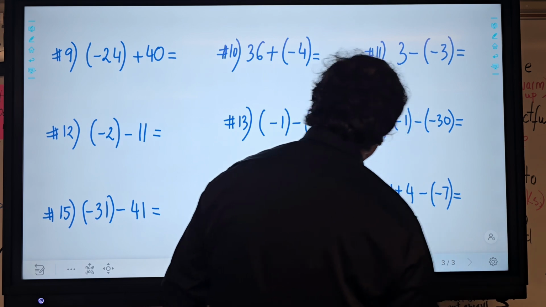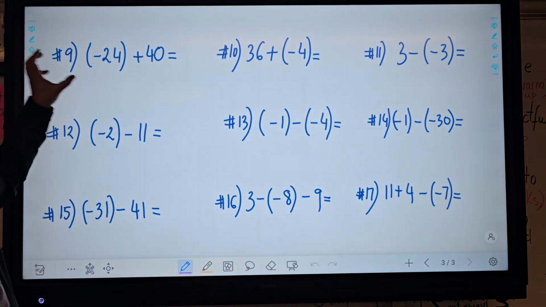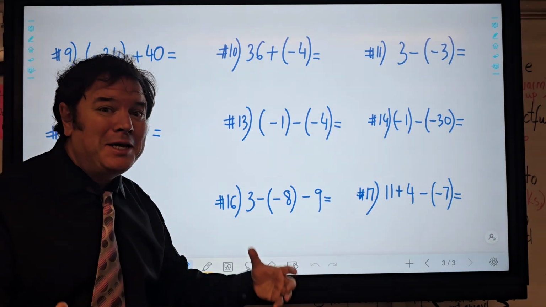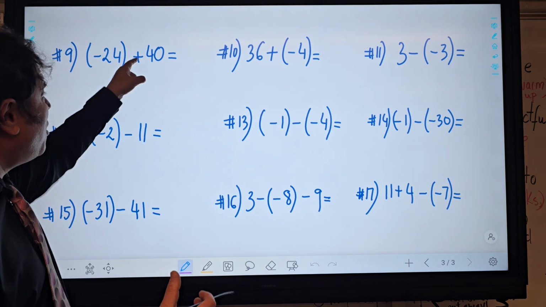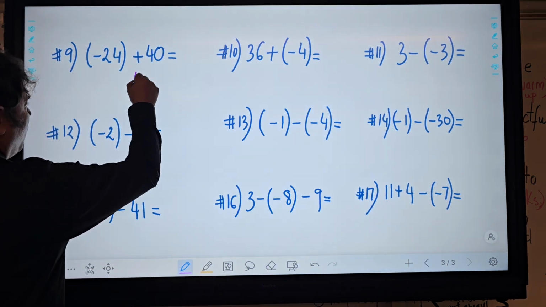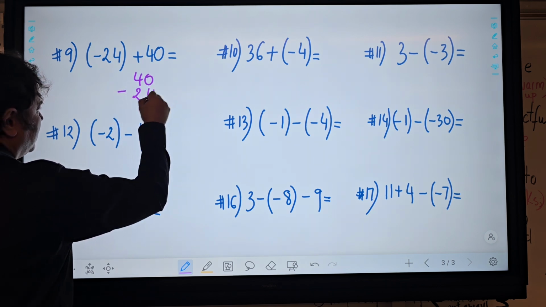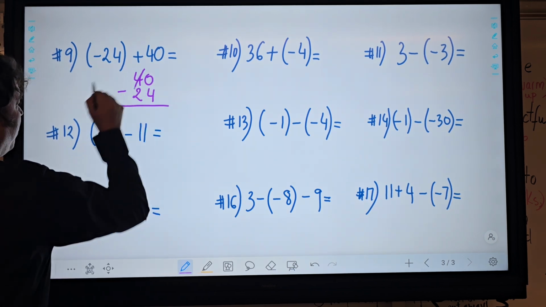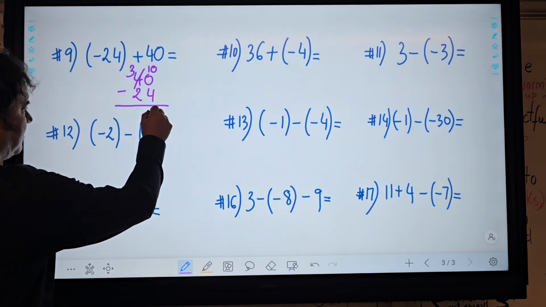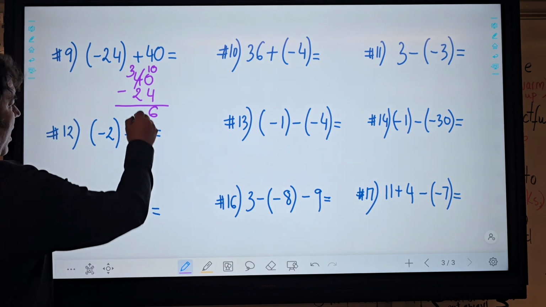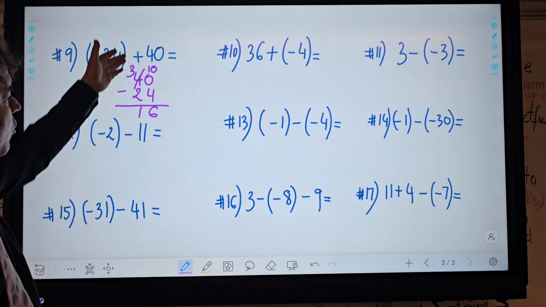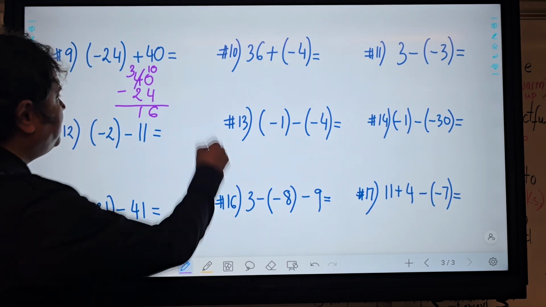Let's finally look at more examples here. Again, number 9, we have negative 24 plus 40. The same thing. Different signs, subtract. Keep the sign of the larger number. So we have 40, right? So we're going to subtract 40 minus 24. We're going to borrow from the 4. Make 4 a 3. Make 0 a 10. 10 minus 4 is 6. And then 3 minus 2 is 1. So now we are going to keep the sign of the larger number, which is 40, positive 40. That means final answer is positive 16.